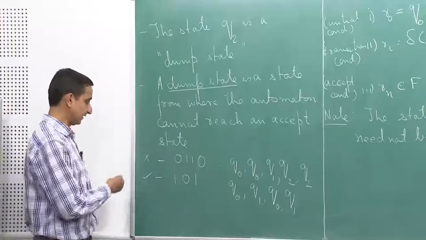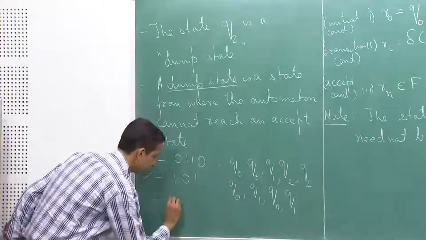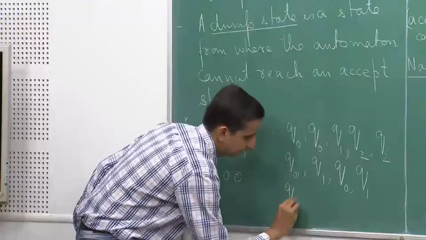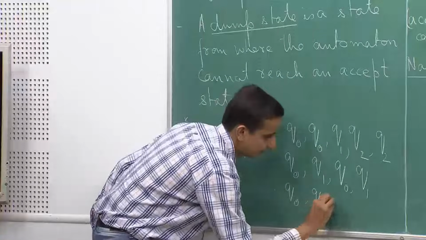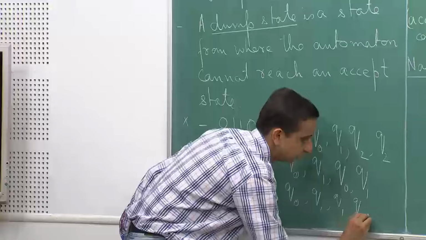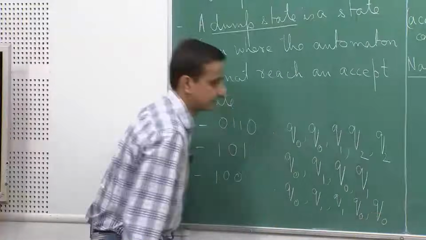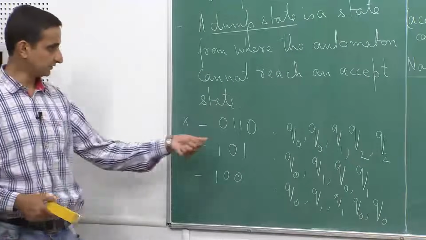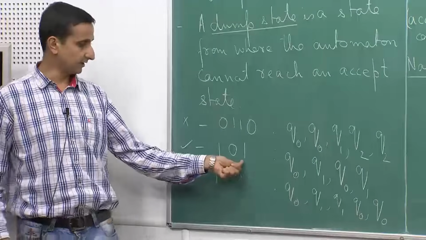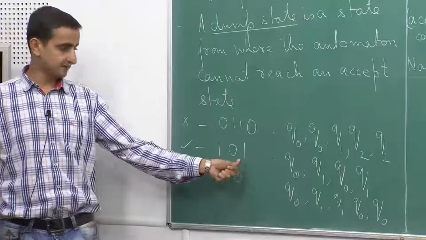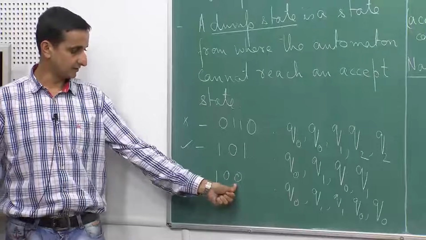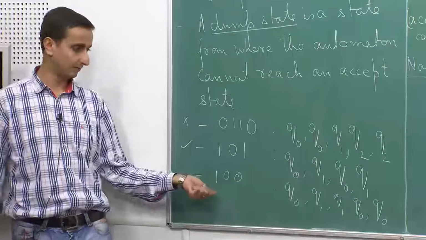Similarly, if you have a string that ends with 0, let us say 1 0 0, you can see that from Q0 it goes to Q1, then from Q1 it goes to Q0, and then it stays at Q0. So, the first is a string which contains 1 1 as a substring. This one is a string which does not contain 1 1 as a substring, but ends with a 1. And this is a string which does not contain 1 1 as a substring and does not end with a 1.